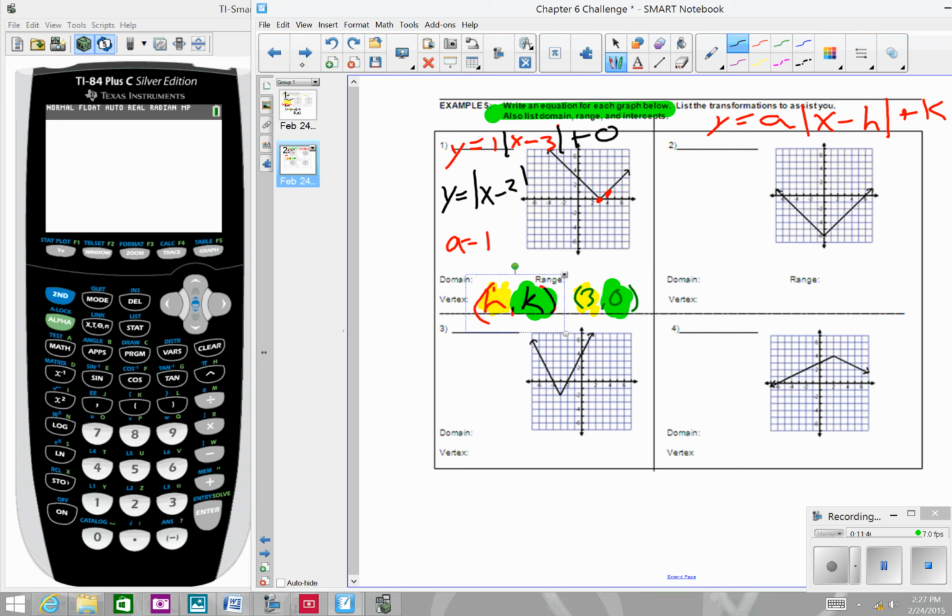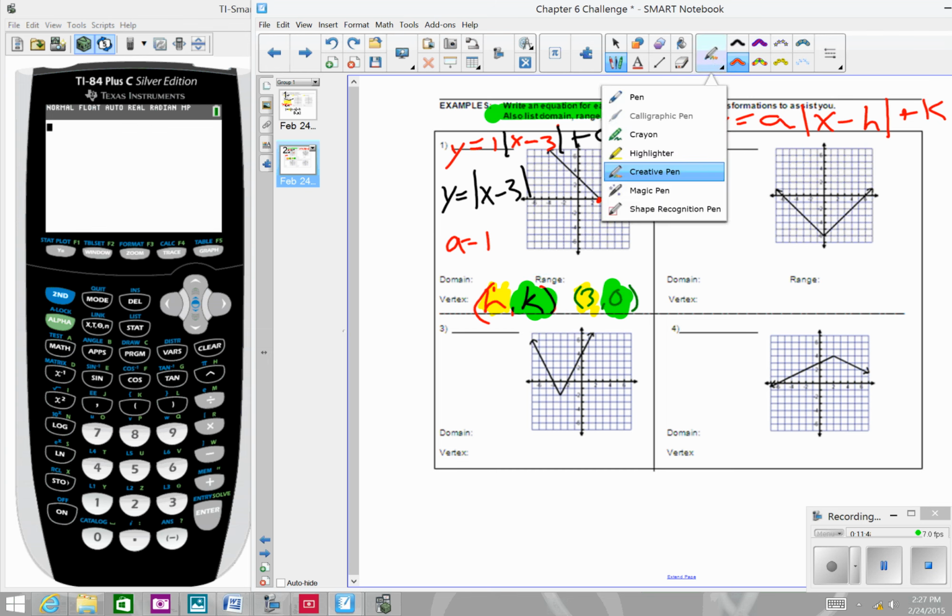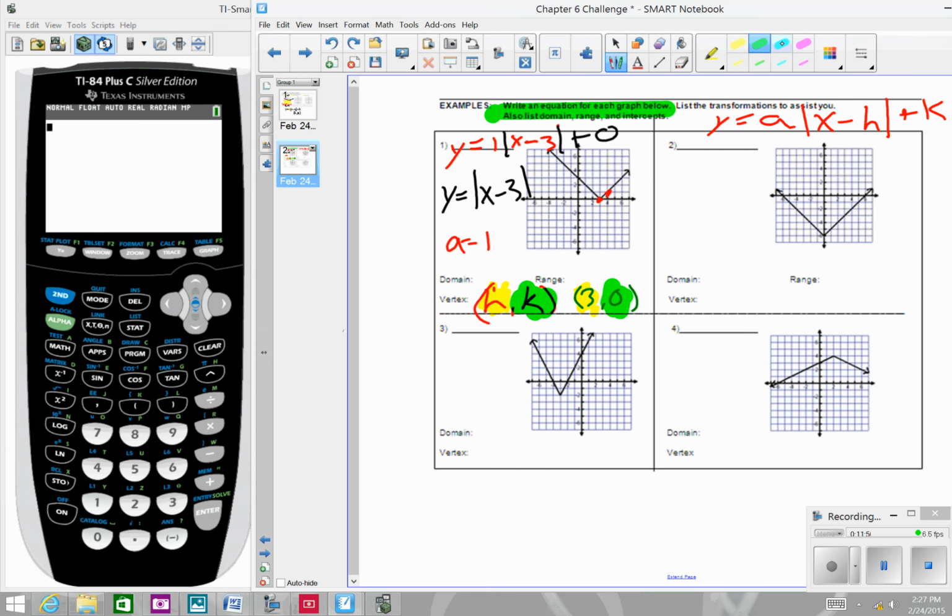Let's go back. x minus 3. Good. Alright, so that would be my answer to write my equation. So let's look at that. That would be my answer right there.